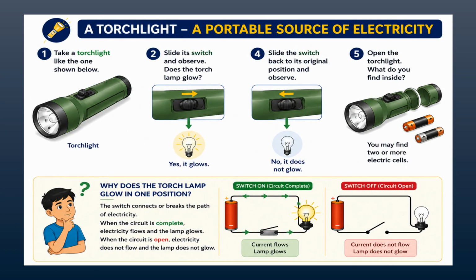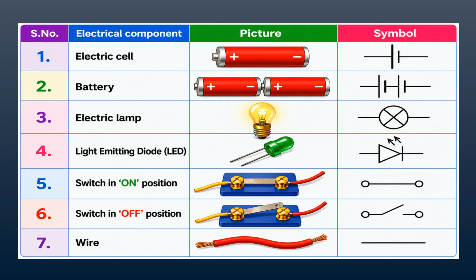Consider a torchlight as a portable source of electricity. When you slide the switch, you complete the circuit, allowing electricity to flow and the bulb to glow. Sliding it back opens the circuit, stopping the flow of electricity. Electrical circuits are often represented by standardized symbols. This helps engineers and students easily draw and interpret the design of any circuit, from a simple cell and bulb to complex electronic systems.